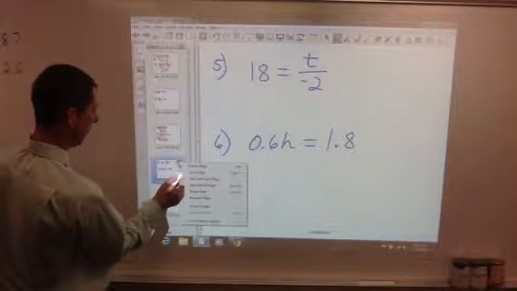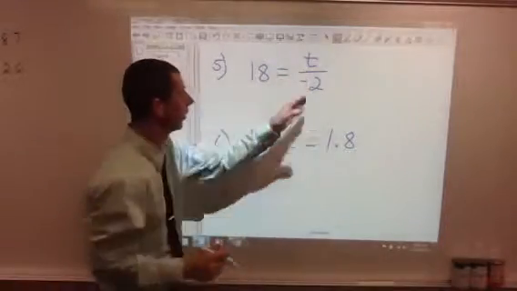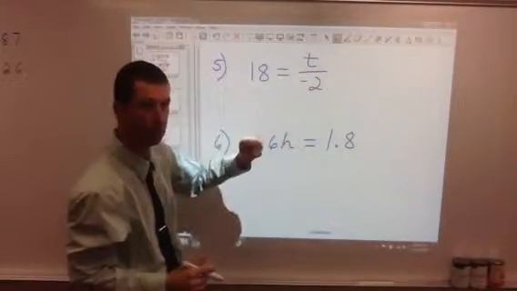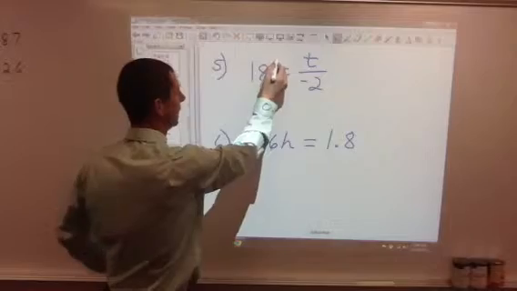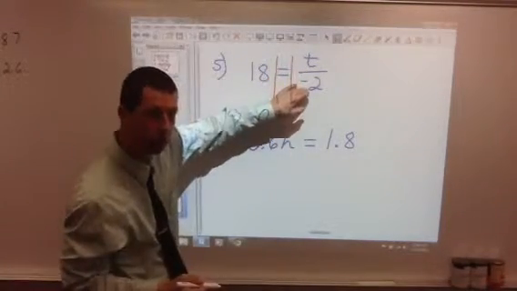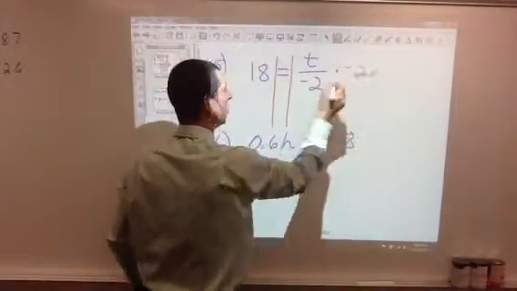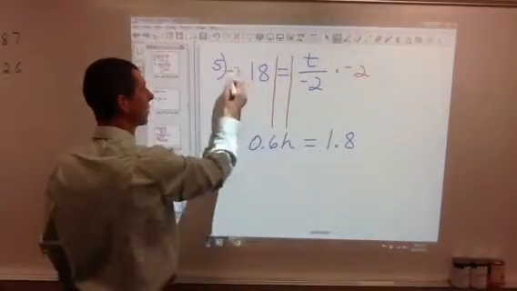Let's see here, clone this page. All right, now this one is a little different. Look, t divided by -2. Okay, so we set it up the same way. We want to get rid of the divided by -2, so the inverse operation is to multiply by -2. We need to do that on both sides.